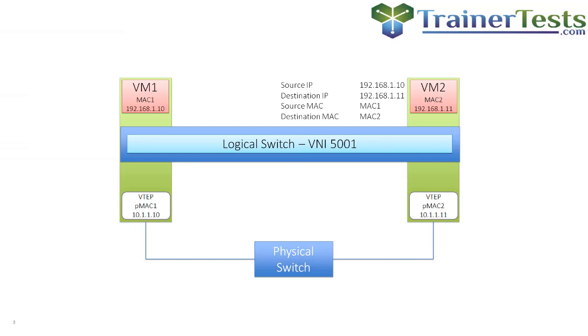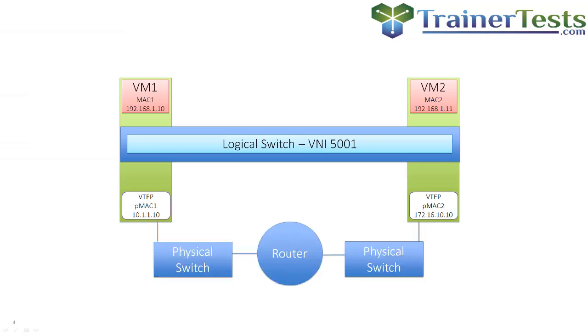Now I know this is a little confusing at first. Let's take a look at another example. In this case, our physical network is going to be a little bit different. Now we're going to insert a router into the middle of this mix. So let's take a look at virtual machine 1 now wants to communicate with virtual machine 2.